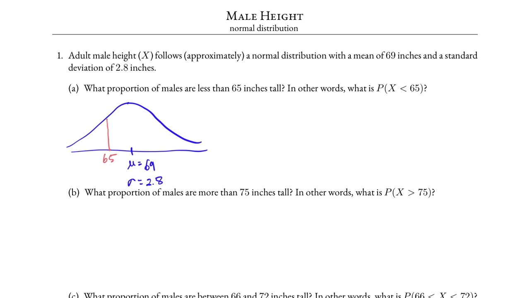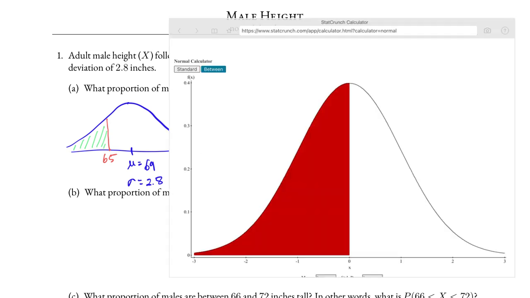Then we're looking for the probability or the proportion that is less than 65, and so we will shade everything on the left hand side of 65. Don't forget to draw the vertical line. Once we do this, we can use a calculator to compute this probability. This is a normal distribution, so we would use a normal calculator.